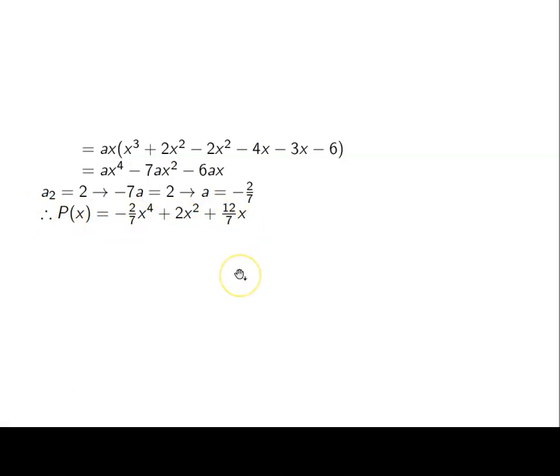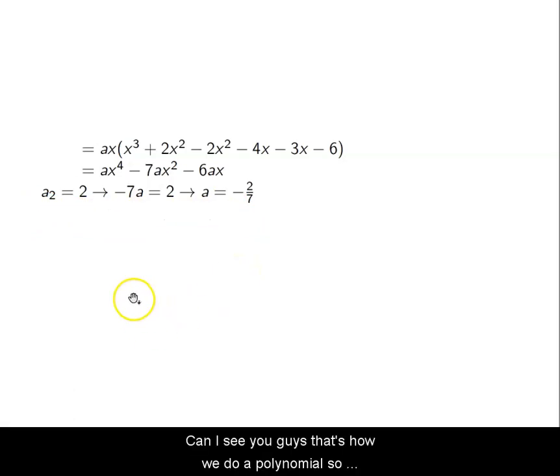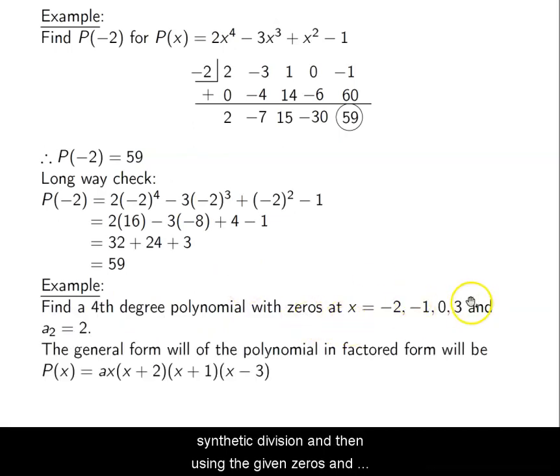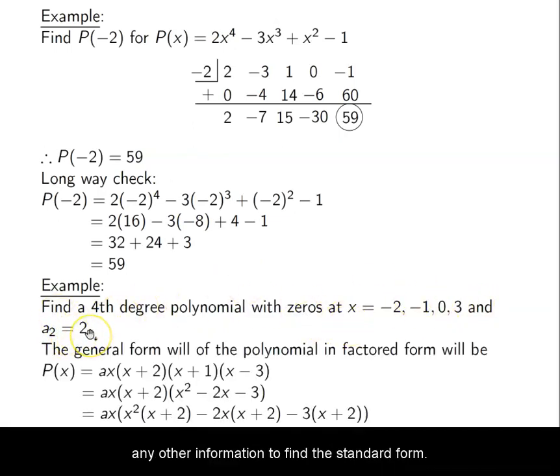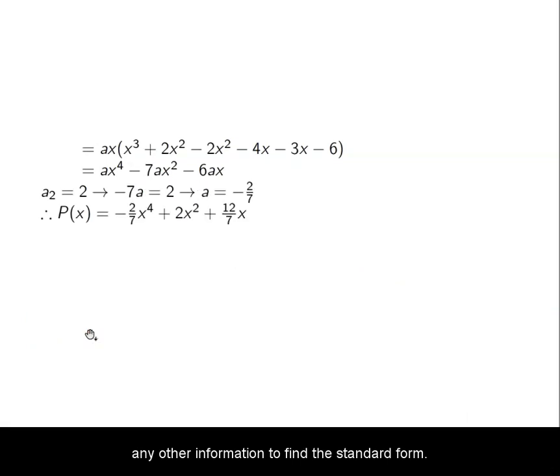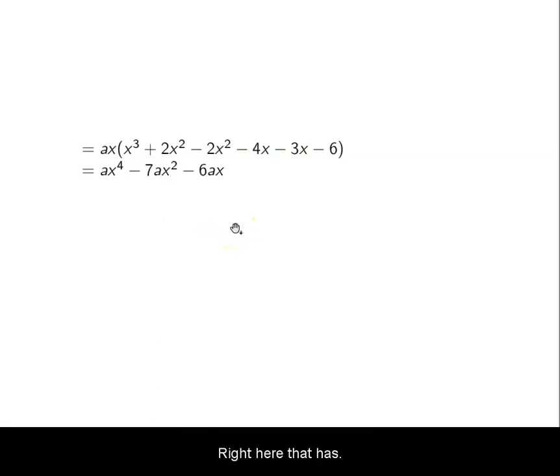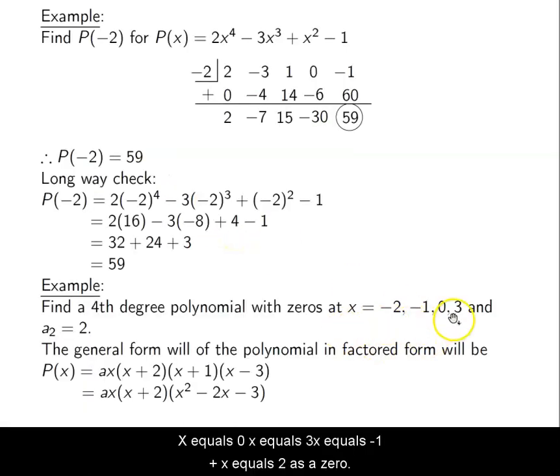That results from that, and that's it, you guys. That's how we work with polynomials: synthetic division, and then using the given zeros and any other information to find the standard form polynomial that satisfies those conditions. So this is the polynomial right here that has x equals 0, x equals 3, x equals negative 1, and x equals negative 2 as zeros.